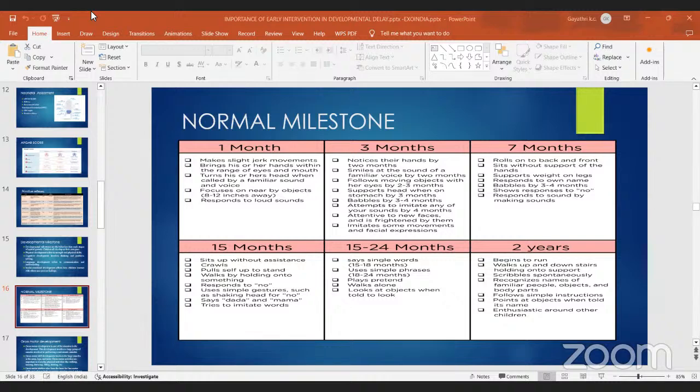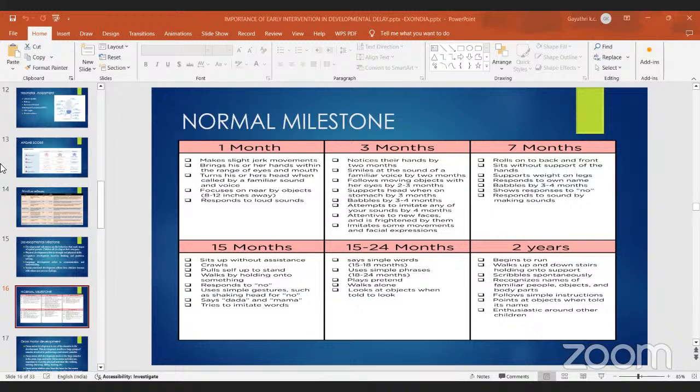Recognition of the name: if you call the baby, the baby recognizes this is my name. This is important for cognitive development. Follow simple instructions, like come here, give it to your friend, share this with your mother. If you tell the baby, it can follow simple instructions.